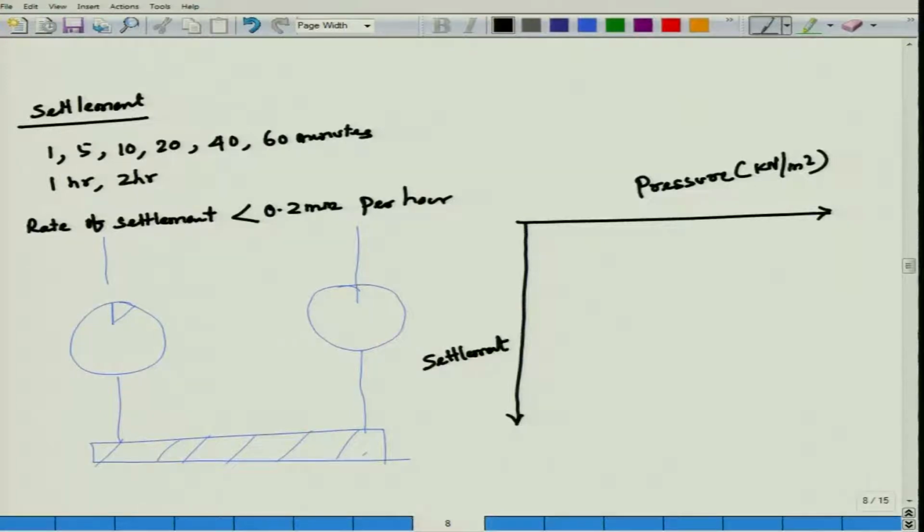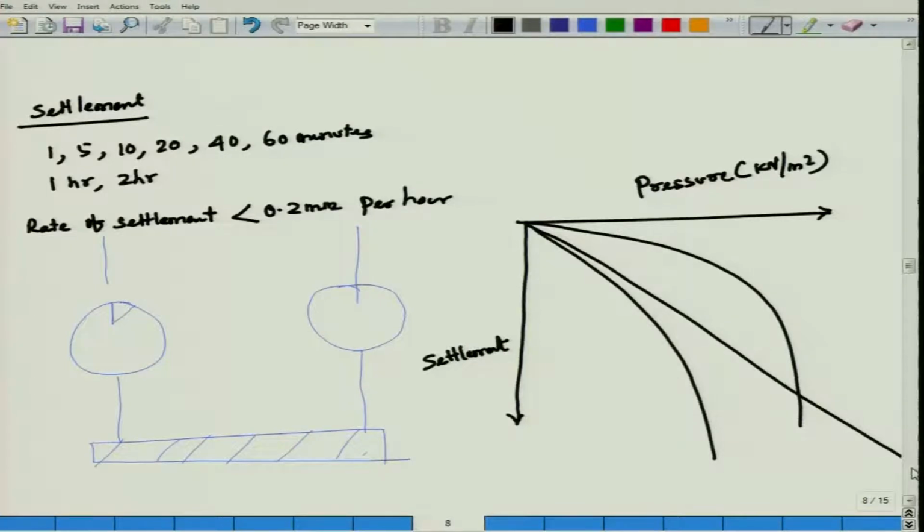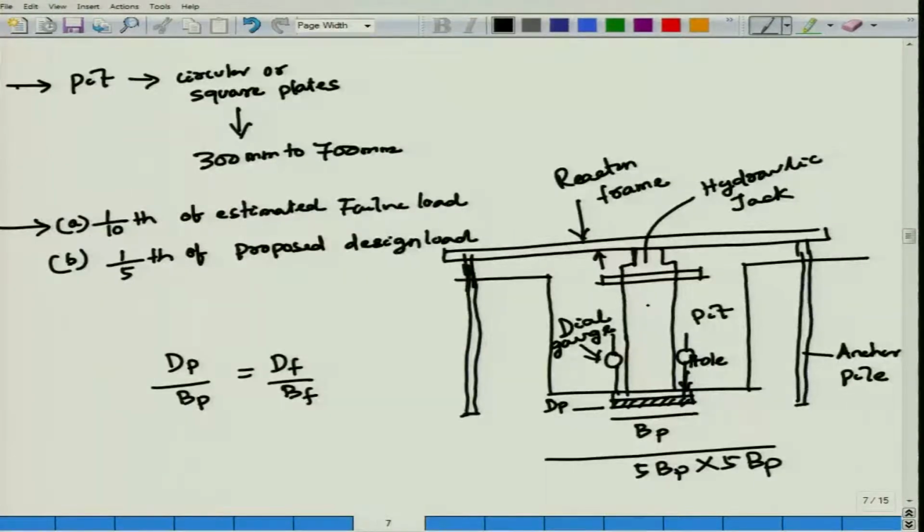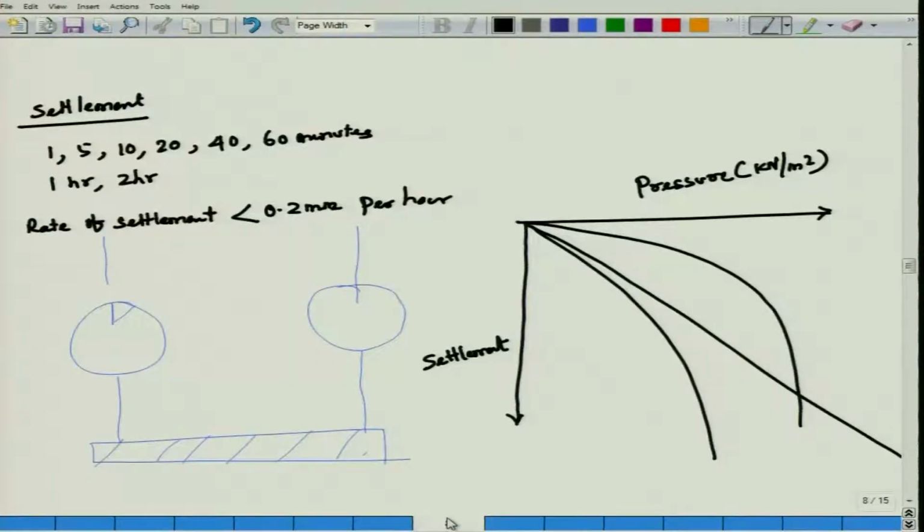You are supposed to get, look here, I may get this type of curve, or maybe I can get this type of curve. This is pressure versus settlement. Pressure means how much load you applied by means of your hydraulic jack, load by area of your plate, from there you are getting your pressure. And settlement, you are getting at 1 minute, 5 minute, 10 minute, 20 minute, 40 minute, 60 minute, 1 hour, 2 hour, like this.